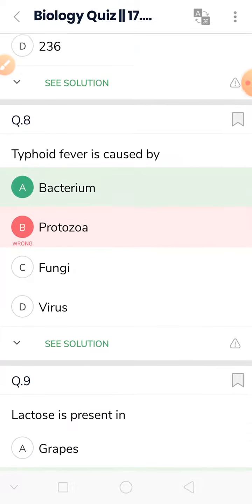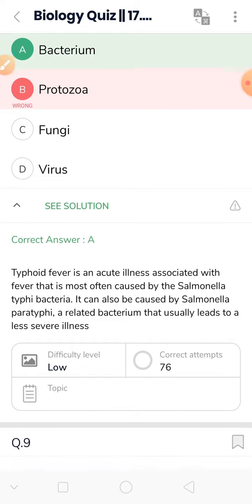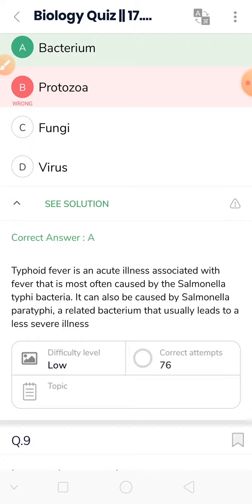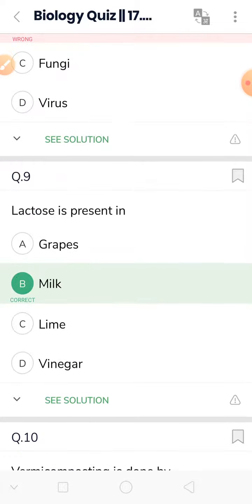Typhoid fever is caused by bacteria. Typhoid fever is an acute illness associated with fever that is most often caused by the Salmonella typhi bacteria. It can also be caused by Salmonella paratyphi, a related bacterium that usually leads to a less severe illness.